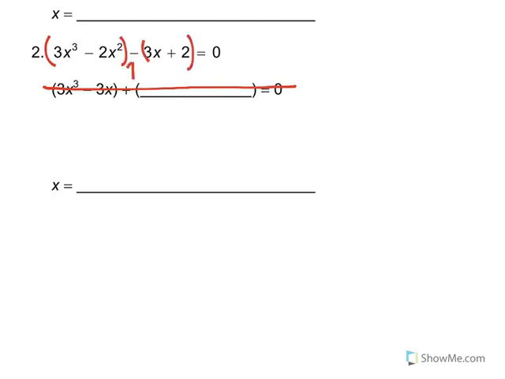And because this sign is a negative, we need to change this sign here because we need to be able to get the negative, positive 2 back. So negative times negative will give us a positive 2 back if we were to remove the parentheses. So that's how we should set it up first.